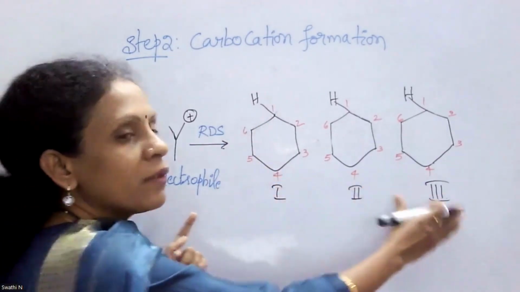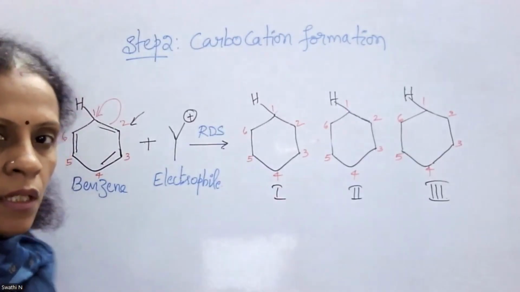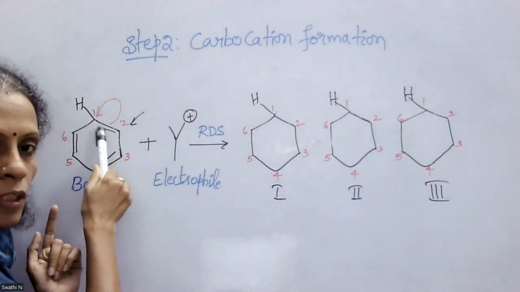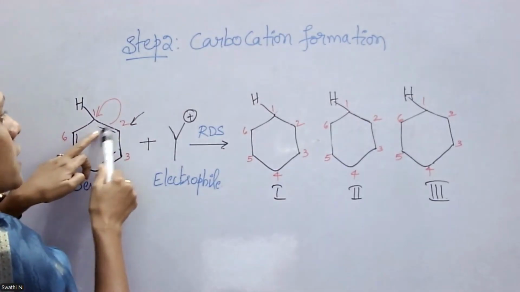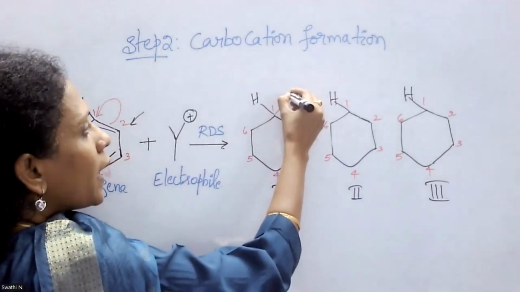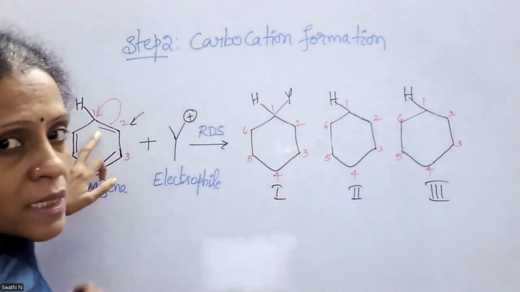So like that I have drawn 3 structures because we know that the resulting carbocation has 3 resonance structures. When the electrophile attacks the first carbon, it utilizes the doubly bonded electrons present at the first position, and thus the Y plus ion, that is the electrophile, will make a bond at the first carbon atom. So attach that Y group at the first carbon of the benzene ring system.